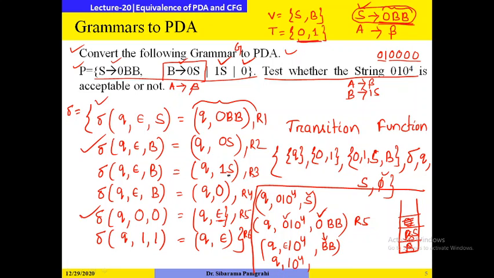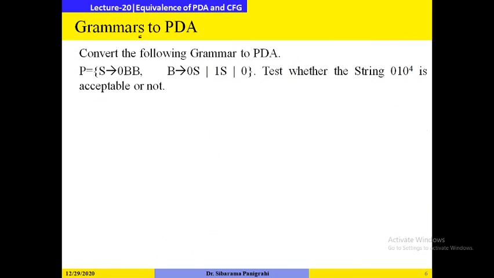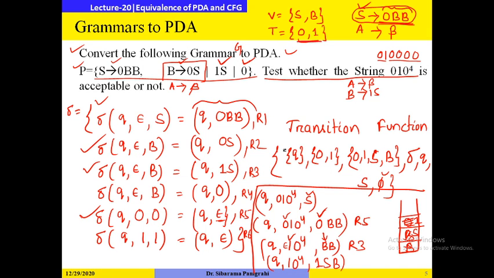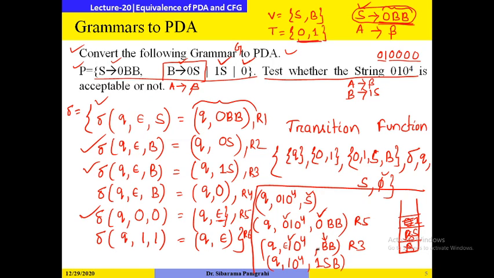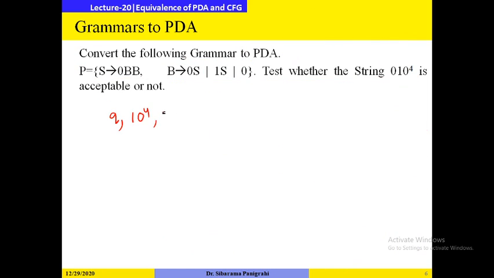1S is also there. As I want a 1, I will use Q epsilon B gives Q1S. So I will use this production, which is nothing but R3. Instead of this B, I will write 1S. So now what do I have? I have Q, 1, 0 to the power 4, and here I have 1S.